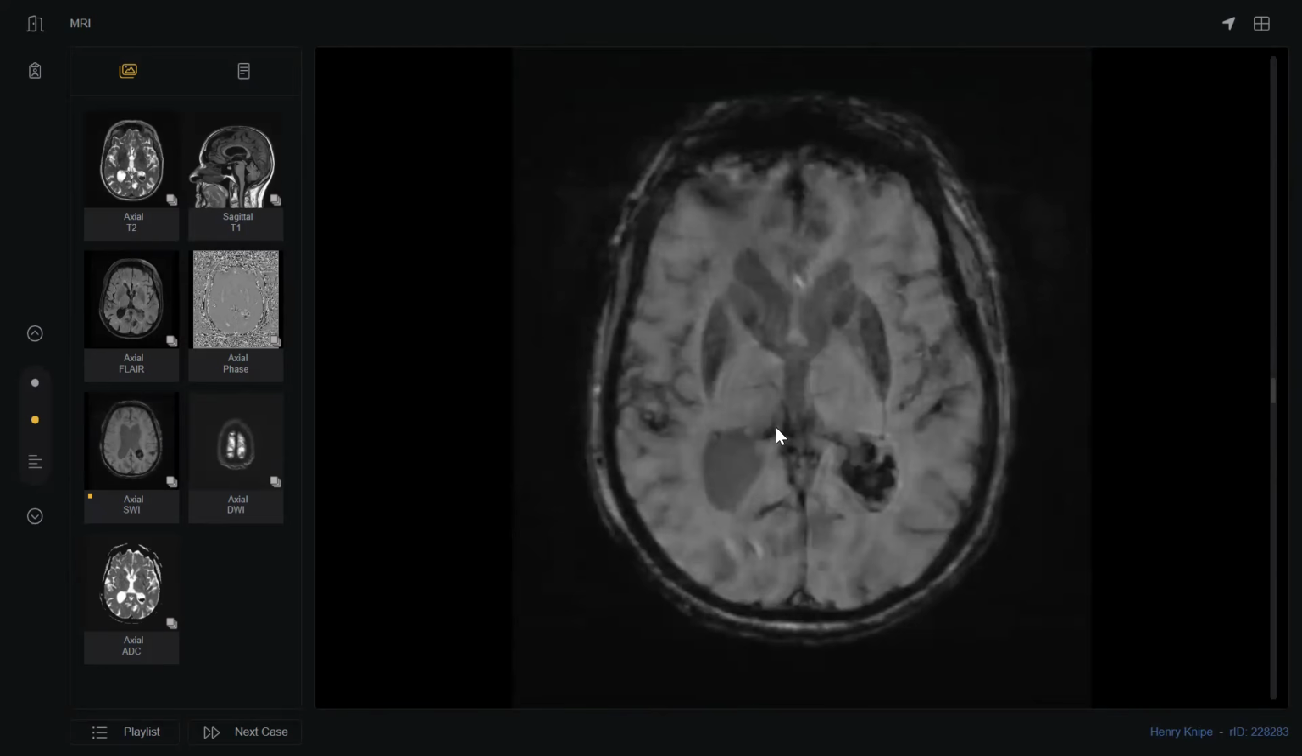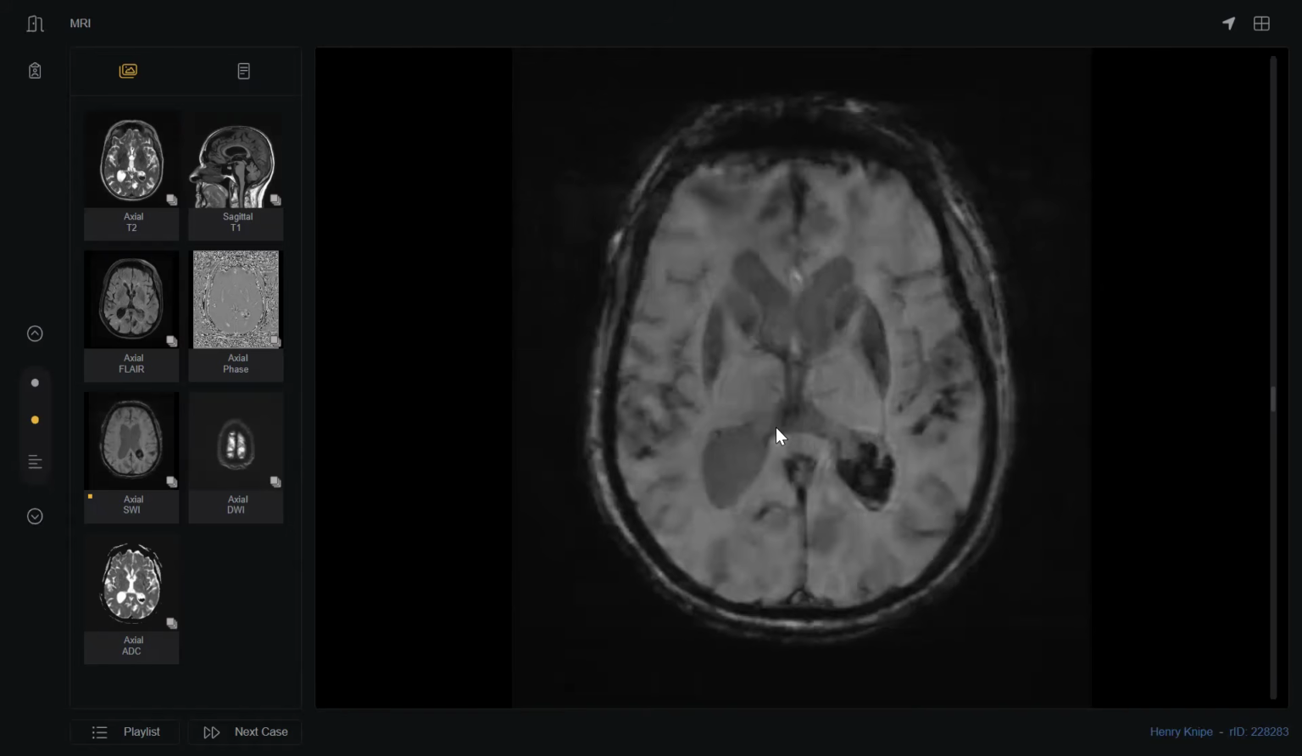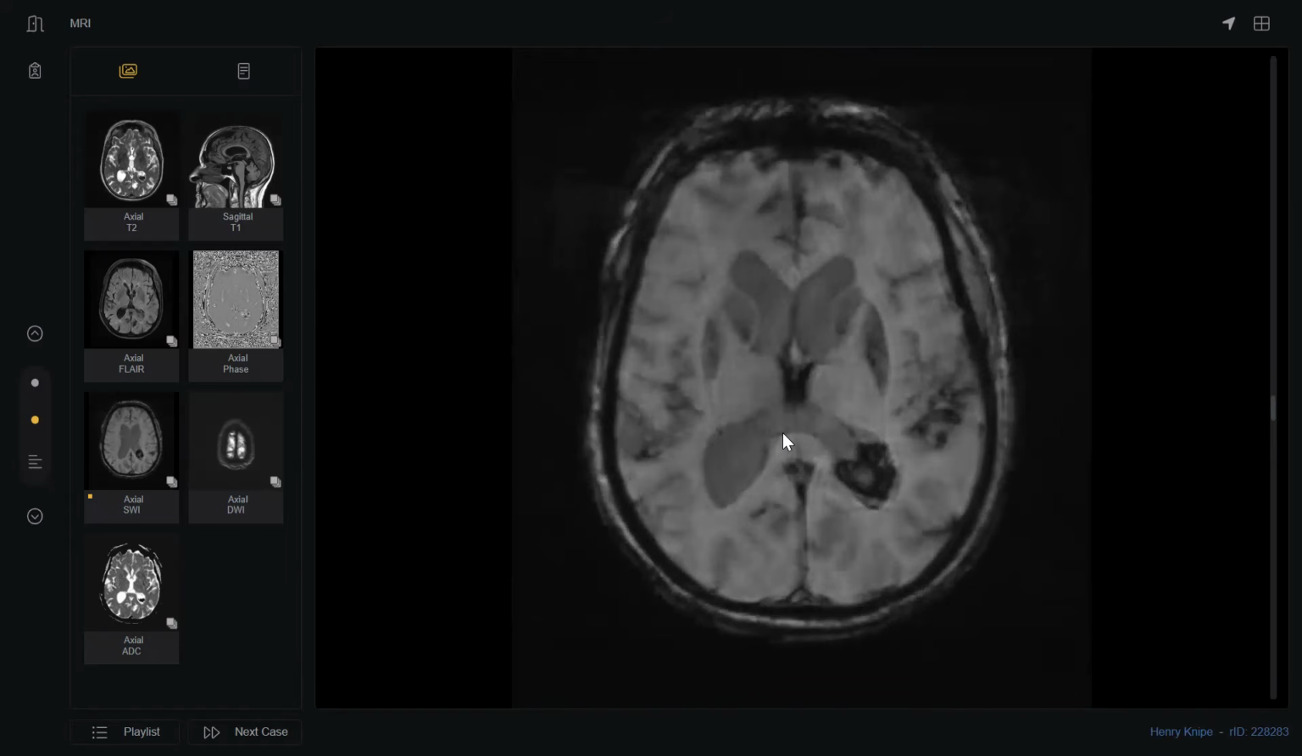Also, another differential, if this patient is not hypertensive, may be another cause of bleeding, maybe amyloid angiopathy, but I think that is more cortically located. We can also see basal ganglia involvement, but you would have to have multiple blooming artifacts, which is not very obvious in this case.